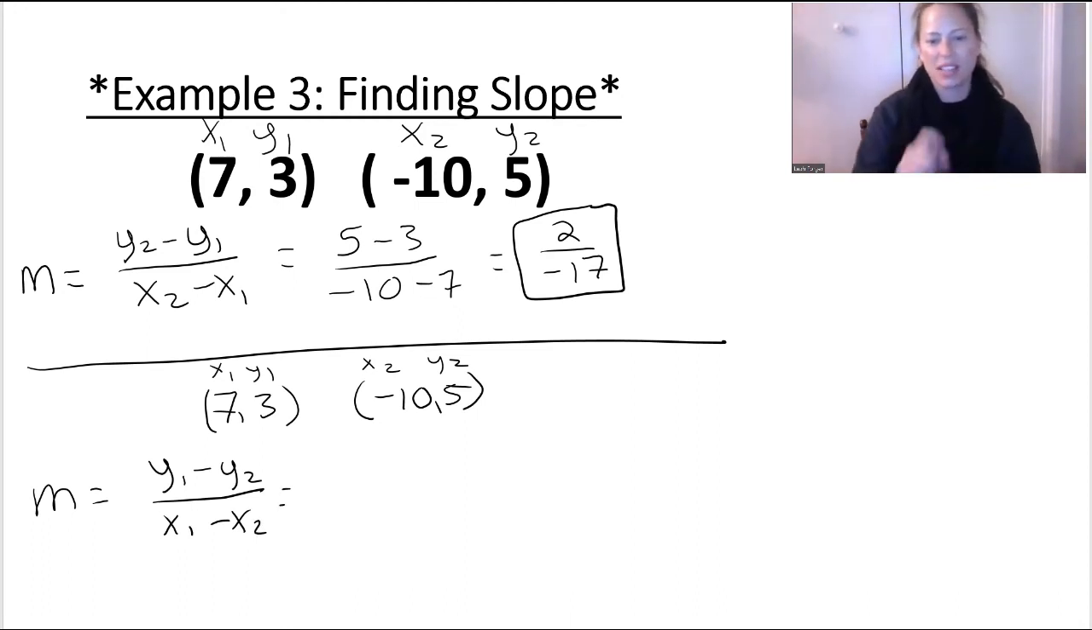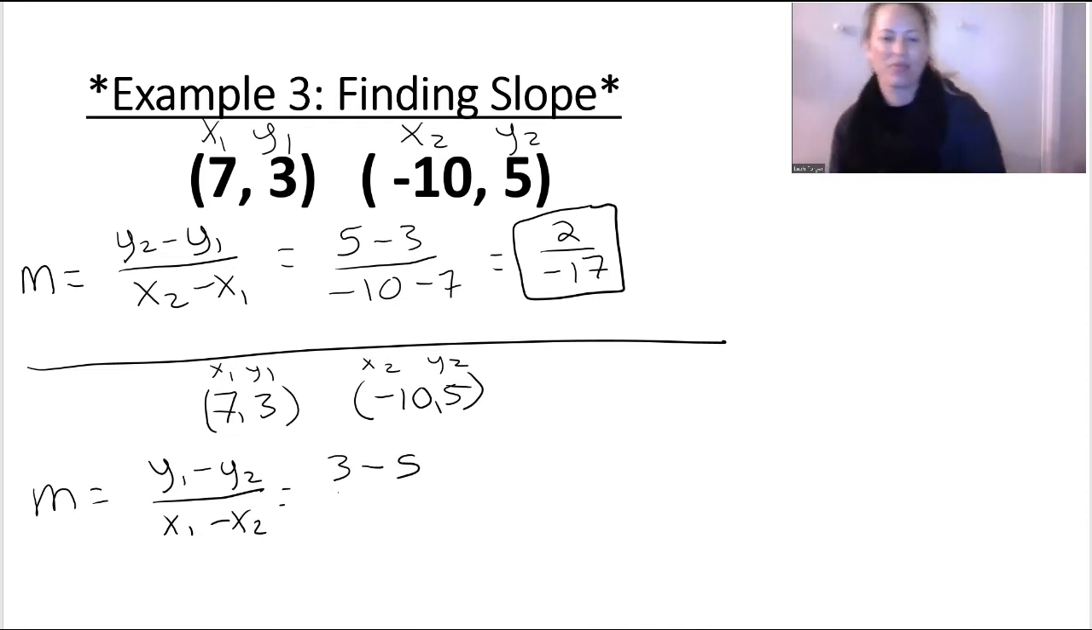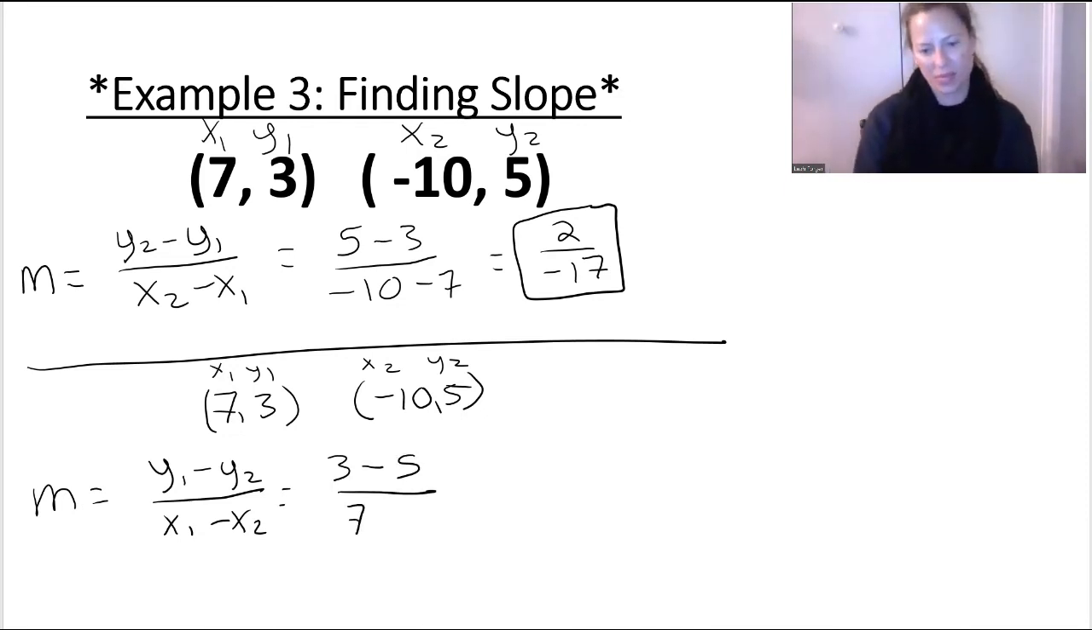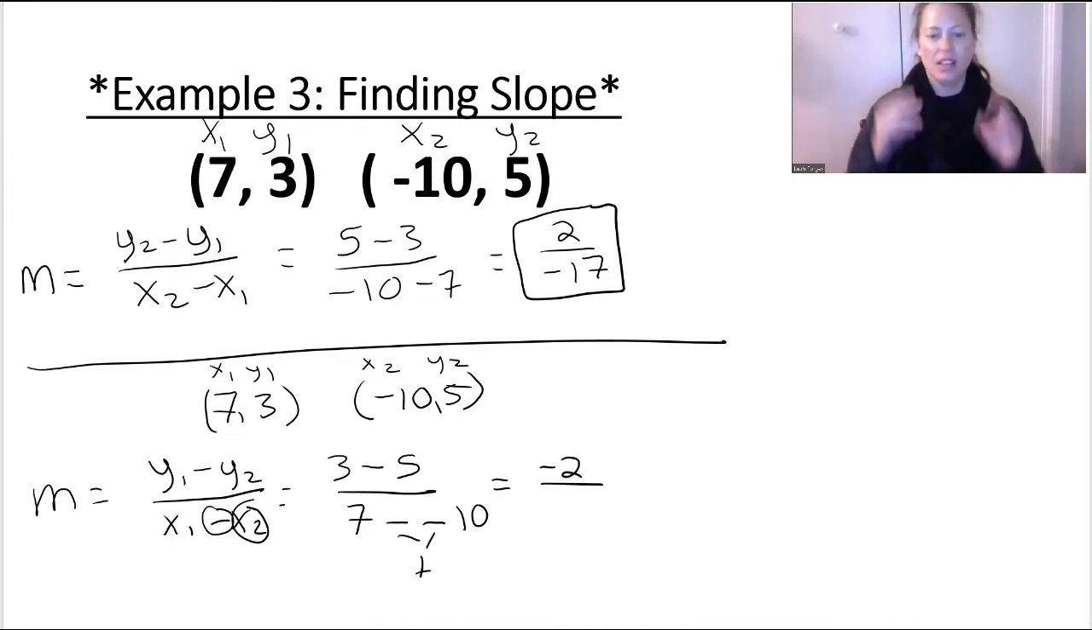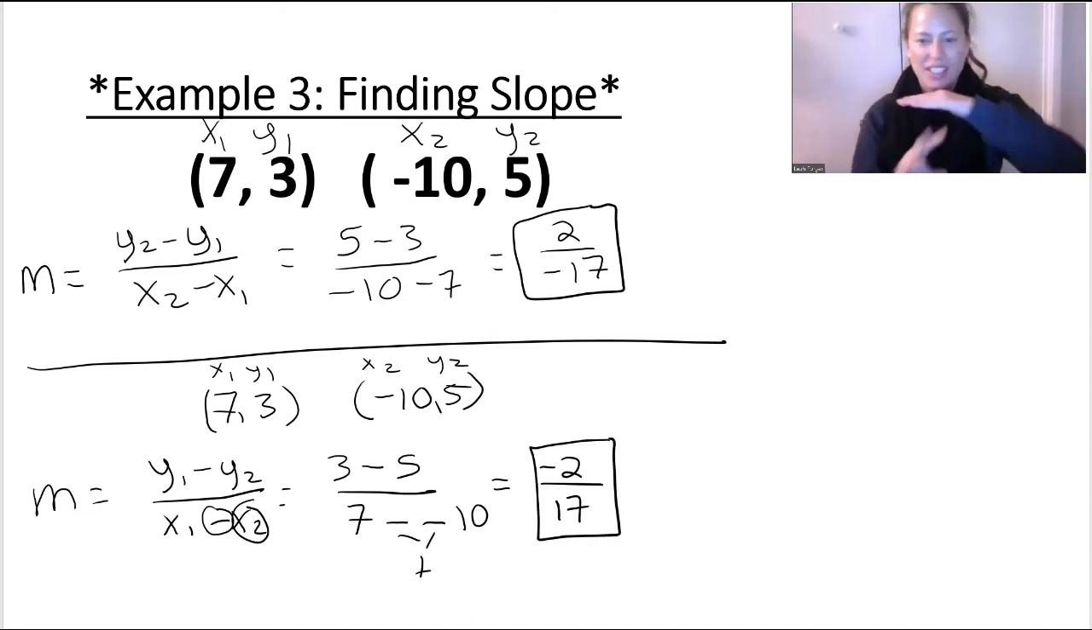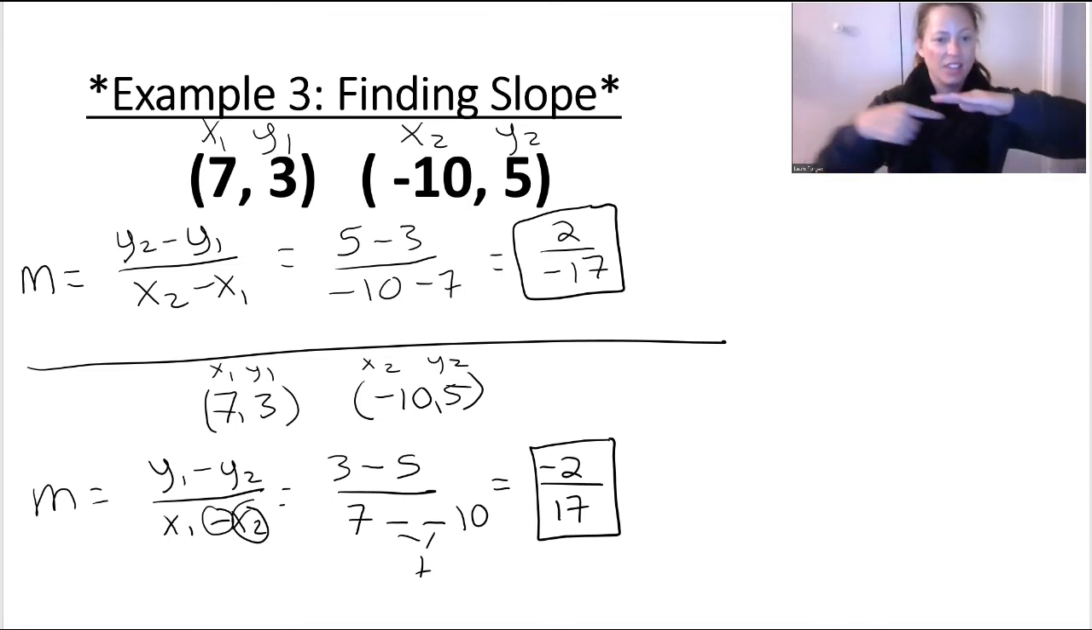I'm going to show you that this still means the same thing. All right, y1 is 3 minus y2 is 5. x1 is 7 minus x2 is negative 10. Okay, it's minus x2. x2 by itself is negative 10. Okay, so let's keep going. That makes negative 2. That makes plus, so 7 plus 10 is 17. Look, it's the same exact answer. It's still a negative fraction, whether the negative's on top, in the middle, or in the denominator.